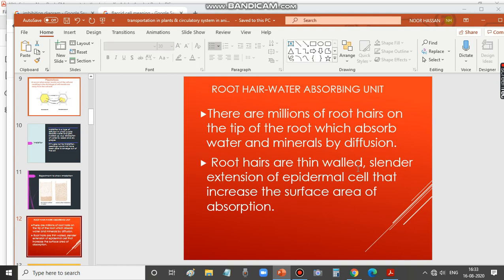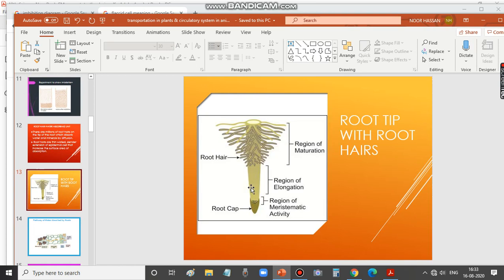Root hairs are thin-walled, slender extensions of epidermal cells that increase the surface area of absorption. The epidermal cells are the outer layer of roots and stem, as you learnt when we studied anatomy. So root hairs are extensions from the epidermal cells, which increase the surface area of absorption. This is the picture to show the root hair, and this is the tip of the root. You can see a number of root hairs here.